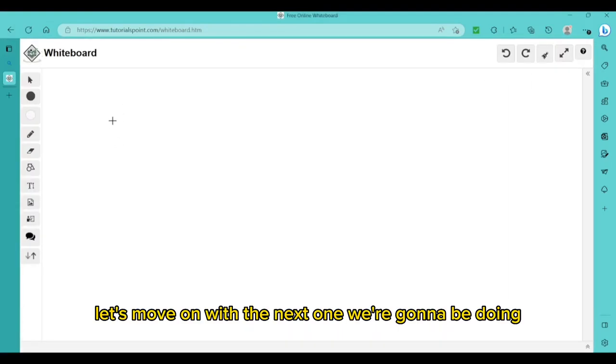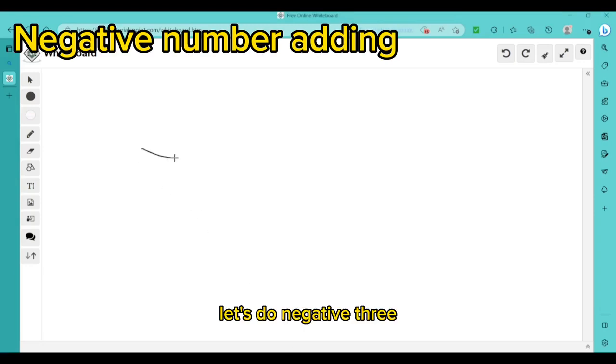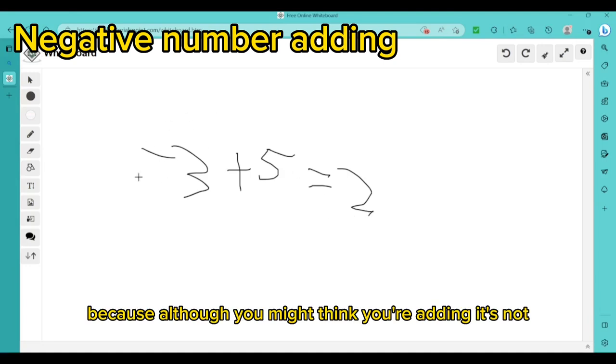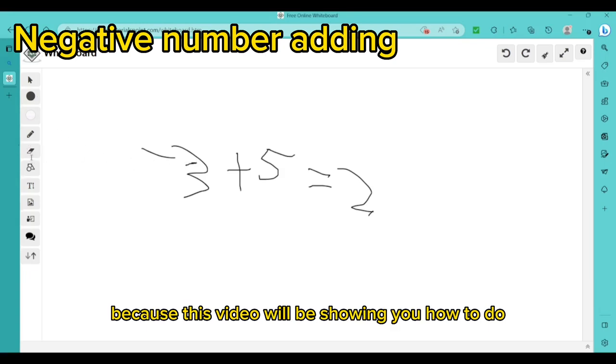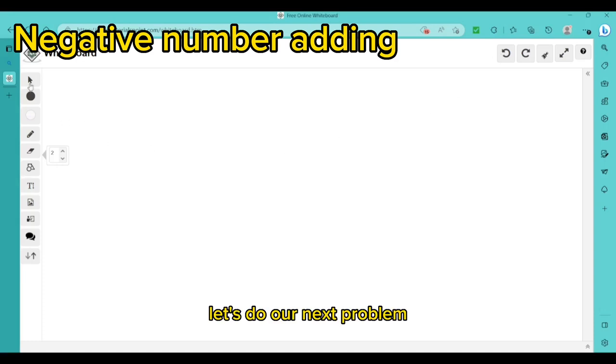All right. Let's move on with the next one we're going to be doing. Let's do negative 3. We did these yesterday. Negative 3 plus 5 equals 2. Your remainder of 2, because although you might think you're adding, it's not. Go check the last video to understand how to do this, because this video will be showing you how to do everything that we just did. Let's do our next problem.